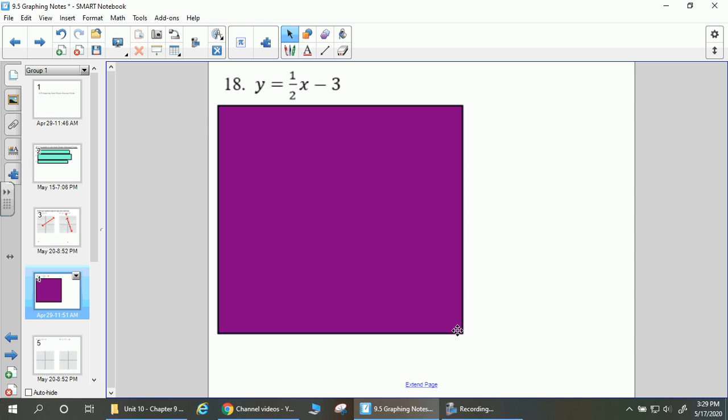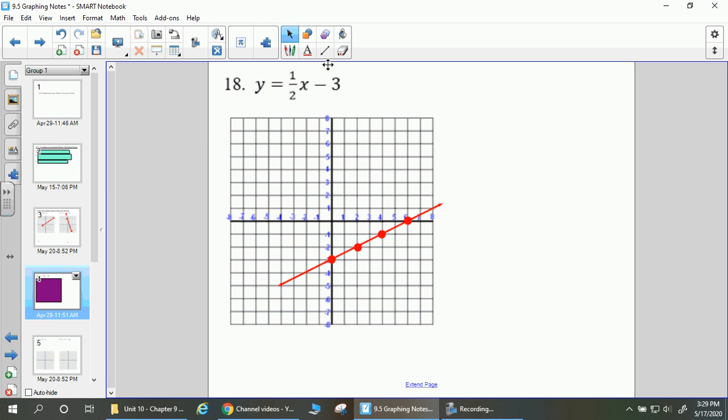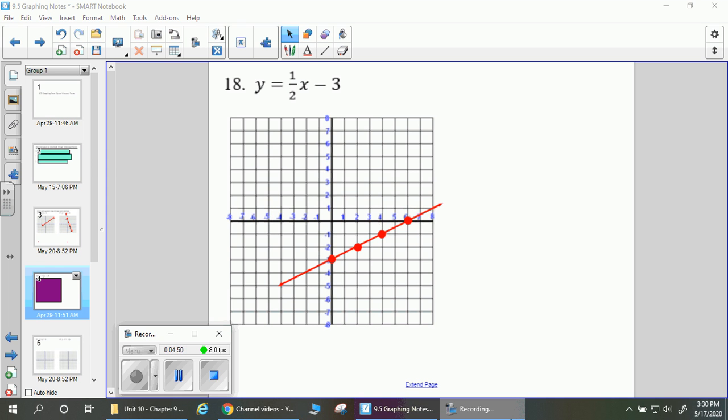And I'm going to unveil the graph. So this had a y-intercept at -3. So I'm down here at -3. Rise 1, run 2, rise 1, run 2. So I did that a few times, connected, and put my line with arrowheads at the end. Okay, so that's how we graph from slope-intercept form.